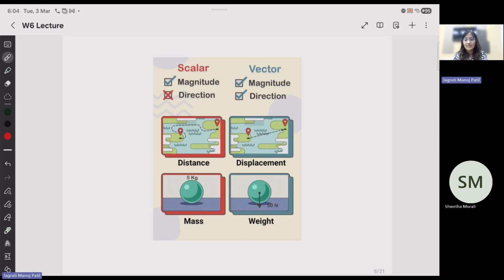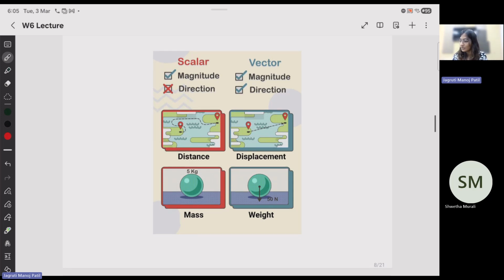For example, your distance and displacement. Distance is something which you directly cover, whereas displacement is the shortest distance with respect to the direction it was traveled through. So that's a basic difference between scalar and vector quantities. Essentially, all quantities will have such hidden differences. You just need to notice where this additional direction term is being quantified.